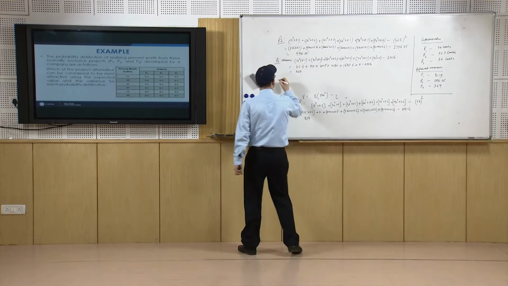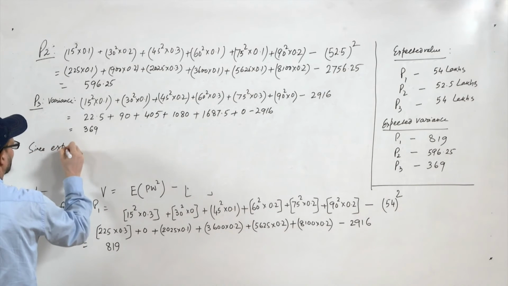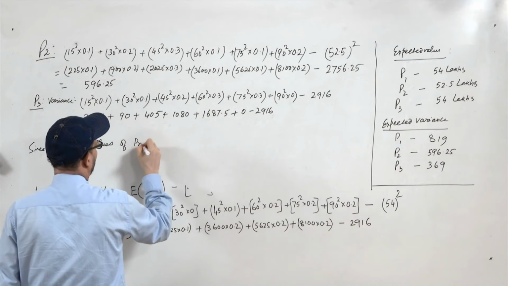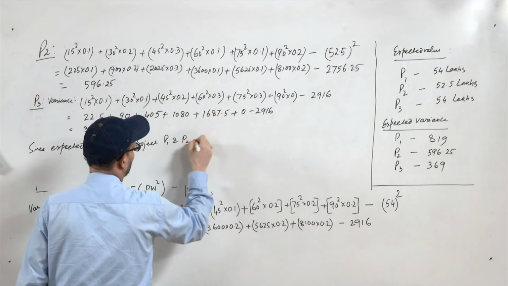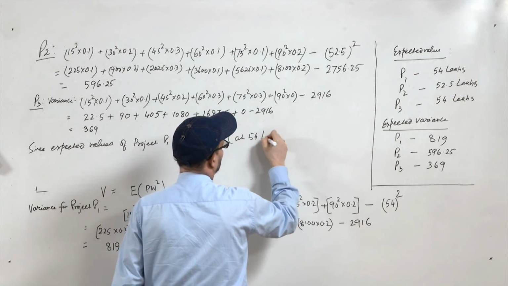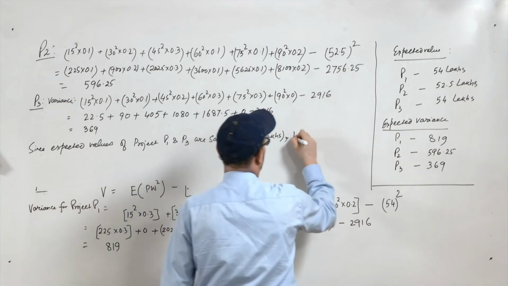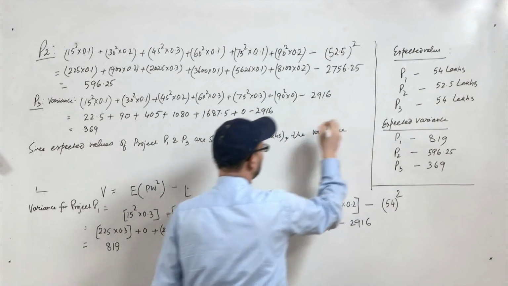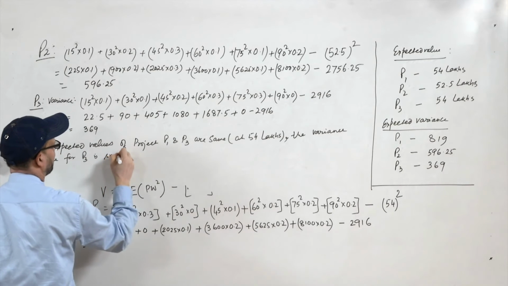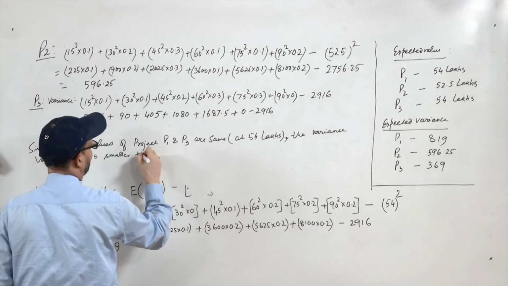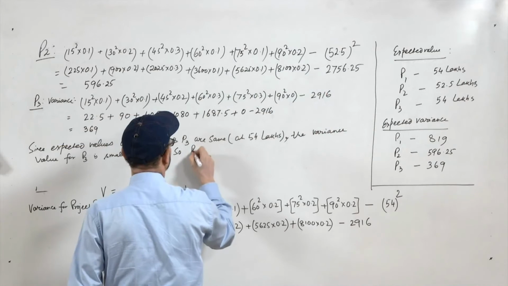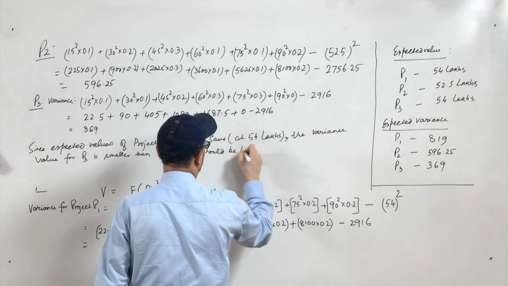So, we can say that since expected values of project P1 and P3 are same at 54 lakhs, the variance value for P3 is smaller than P1. Basically it is smallest of all, so P3 should be the preferred choice.